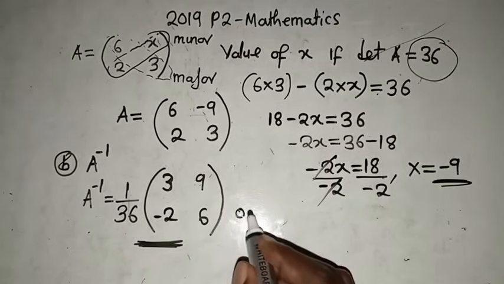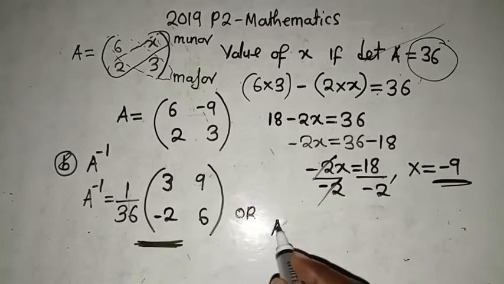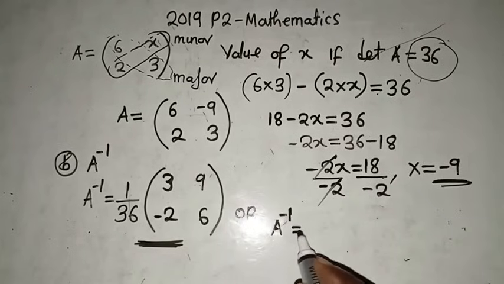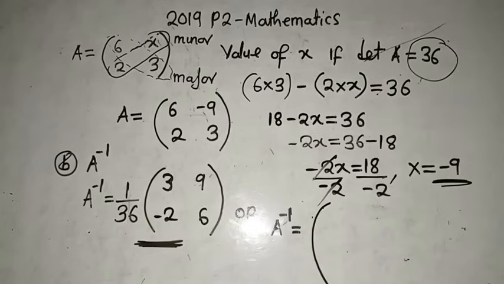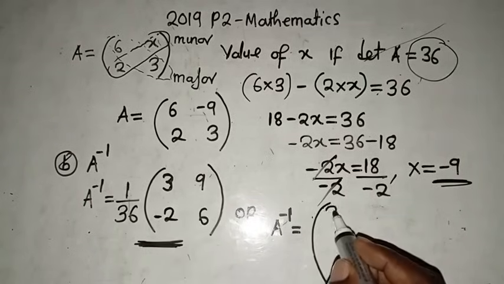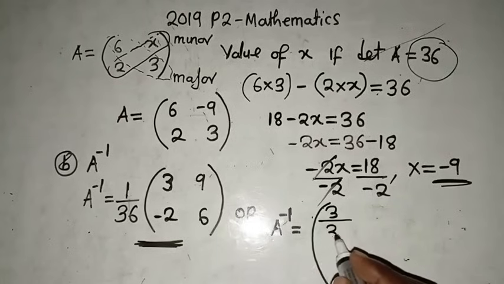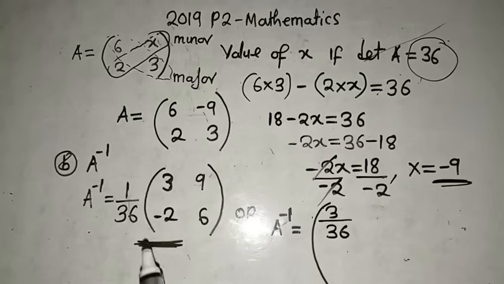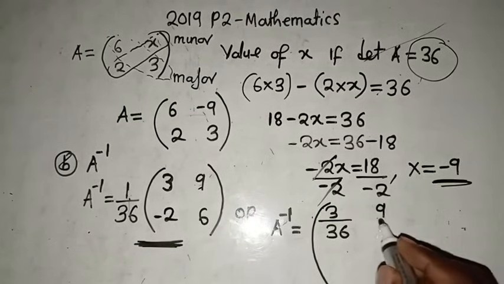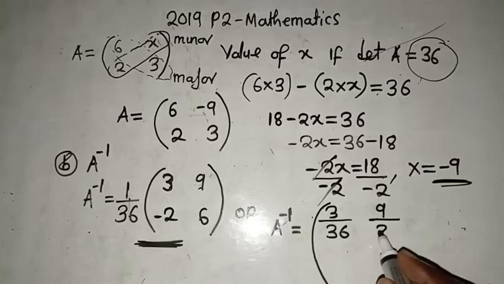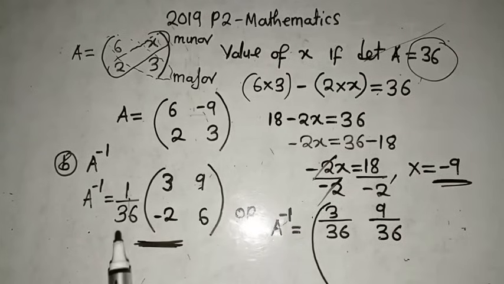But if you want, you can proceed and say A inverse is equal to, you start now multiplying. This is now where you are going to start multiplying. You say 1 times 3, that is 3. The 36 stays as the denominator. You move here. 1 times 9, you put 9 over what? 9 over 36.